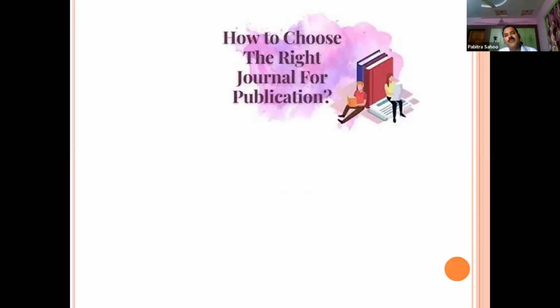The last part, when you have completed your writing, is that you have to choose the right journal for publication. That is the most difficult part. You have to choose a journal appropriate for your article, or else it will be returned and not accepted at the first stage. So you need patience in choosing a journal.